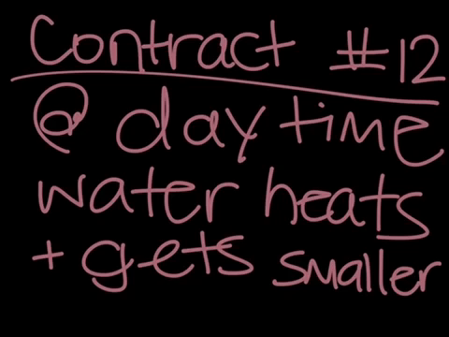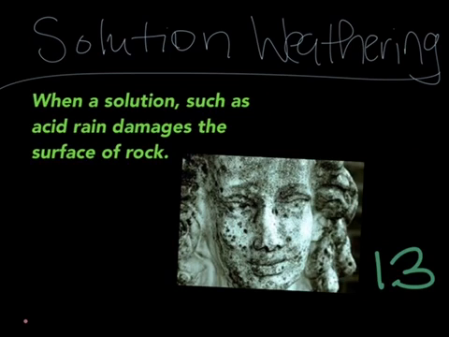It would just evaporate. So if you turn your paper to the back, you have a nice little chart with 5 different terms about weathering that you're going to define and tell whether they are mechanical, chemical, or biological. The first one is solution weathering. This is when a solution, such as perhaps acid rain, damages the surface of a rock. So it's a regular rock, but the rain itself is what has the chemical in it. So that's why the solution, the rain, does the weathering.